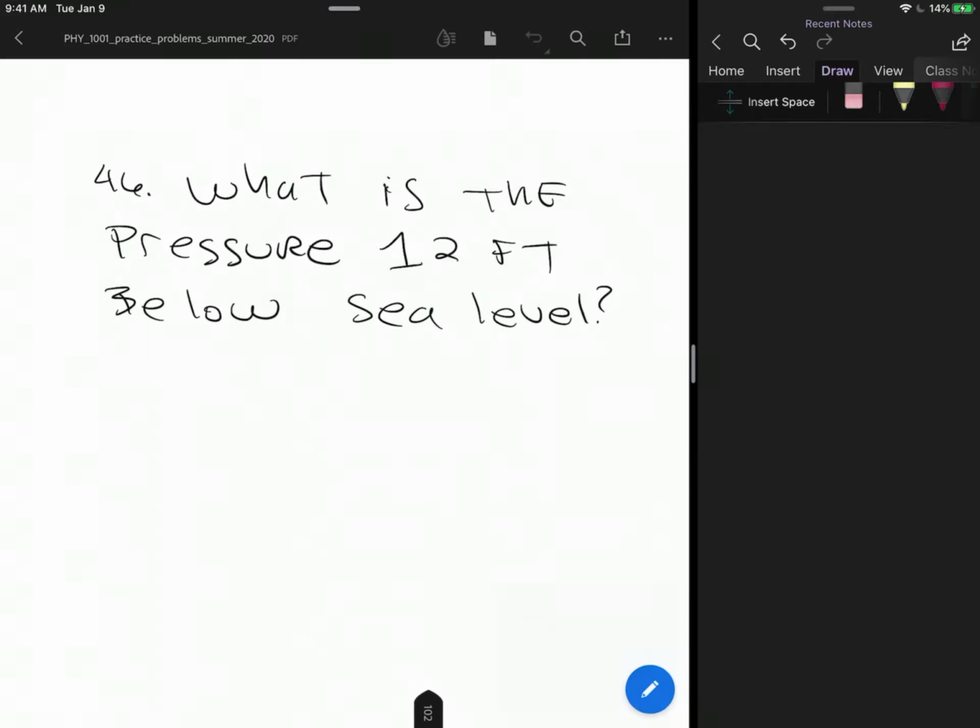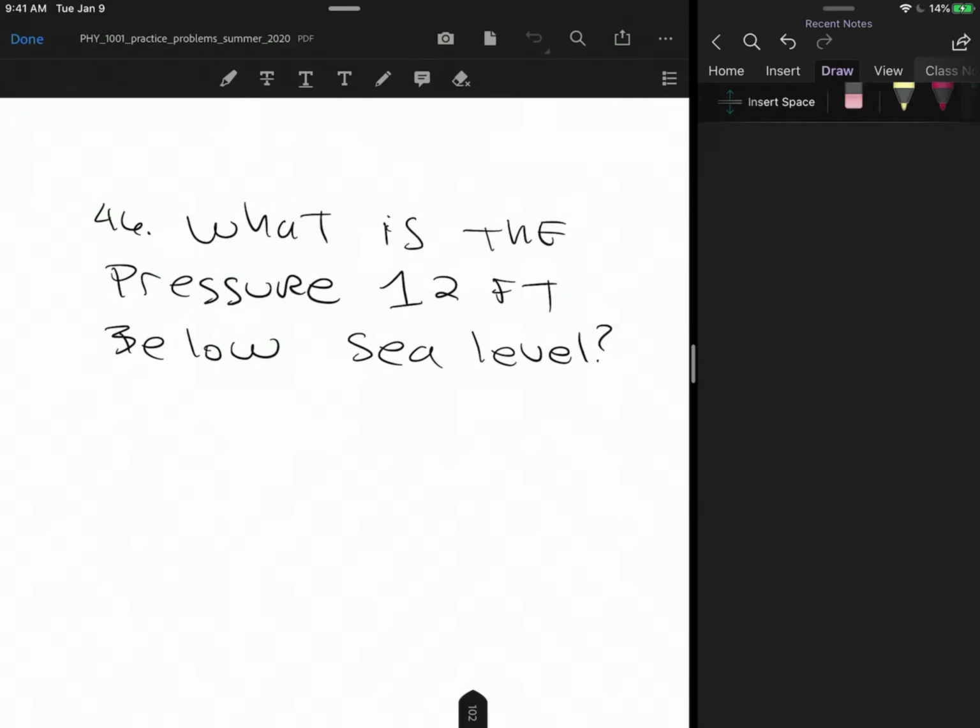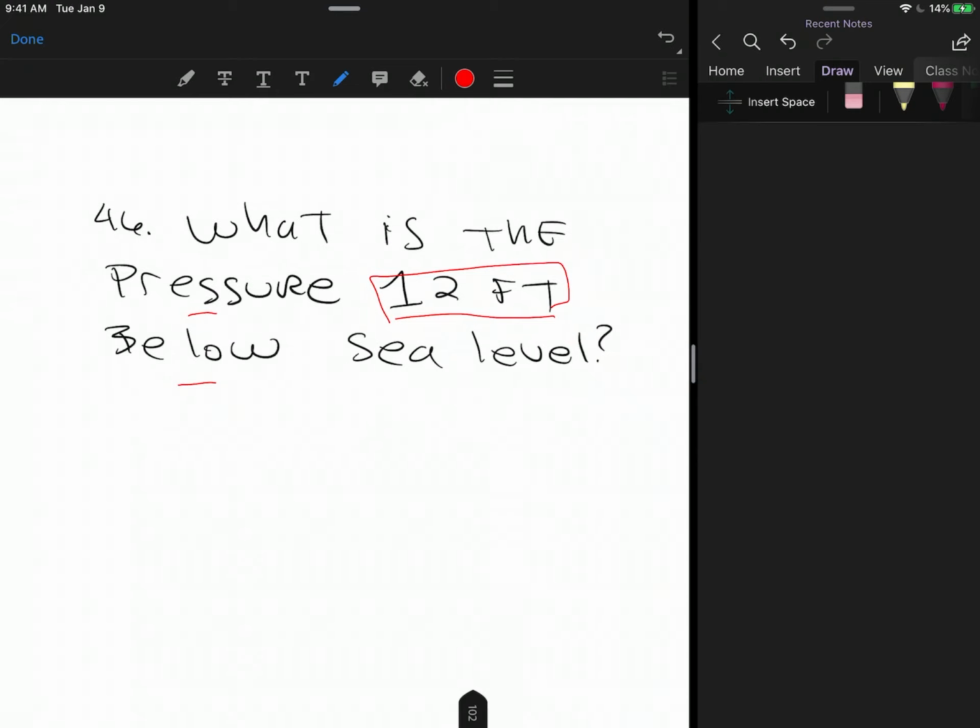Everybody, this is going to be our first word problem for chapter 13. Here we were asked, what is the pressure 12 feet below sea level? We're only given one number here, 12 feet, and we're trying to find the pressure at the bottom. Go ahead and pause, try to solve it yourself, and then once you're ready, go ahead and unpause.